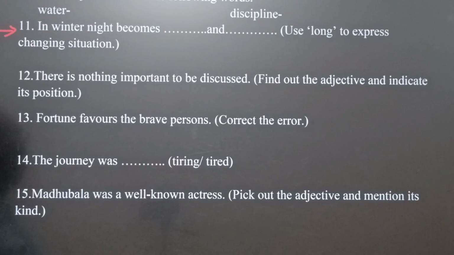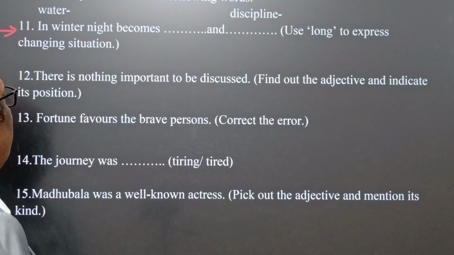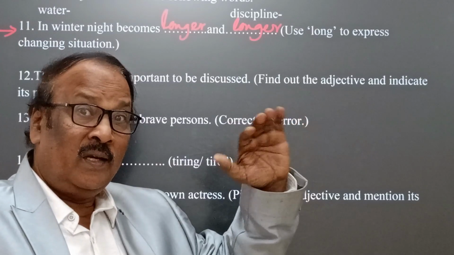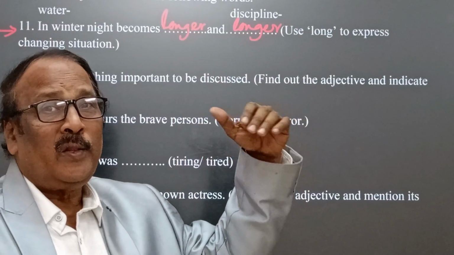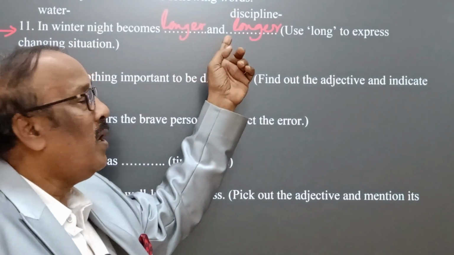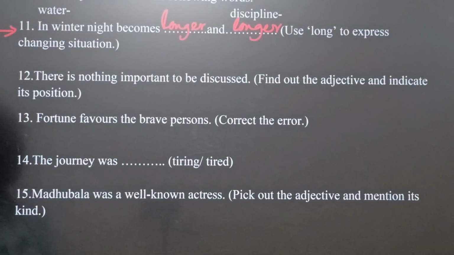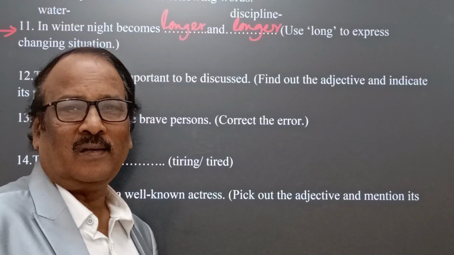Question number 11. In winter, night becomes blank and blank. Use long to express changing situation. In this case, in order to express changing situation, we add suffix er at the end of the adjective. Here longer and longer. Yes, gradually. Naturally, in winter, night becomes longer and longer, and the day becomes shorter and shorter.